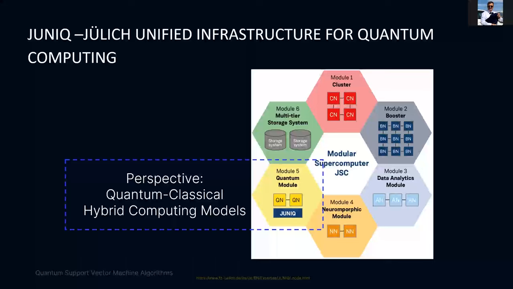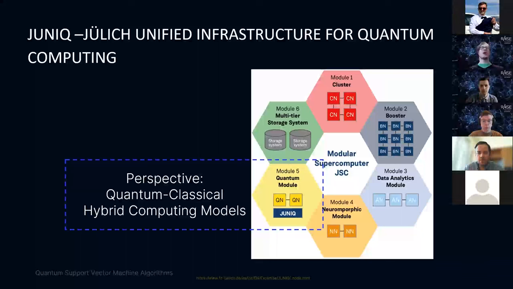So, as we can see here in this little plot, our HPC system can be divided into different modules with different computational resources, and we have module number 5, which is related to the JUNIQ, the Jülich Unified Infrastructure for Quantum Computing. It is inserted in this infrastructure here, which also relates to the JSC, our institute at Jülich.